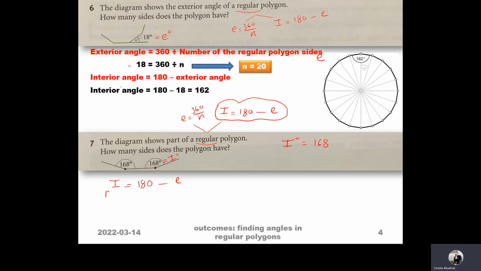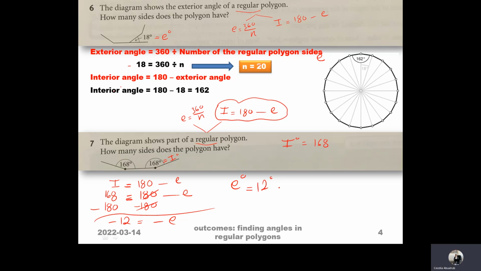Let's substitute I as 168 is equal to 180 minus E. Let's apply opposite operations to find E. So we're going to say minus 180 on the right, and we must apply the exact same thing on the left side of the equal. Okay, so 168 minus 180, the answer will be negative 12 is equal to, the 180s are gone, minus E. So the exterior angle is equal to 12 degrees.